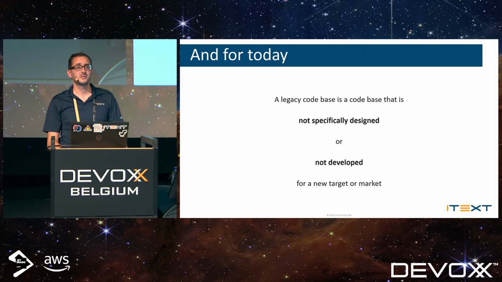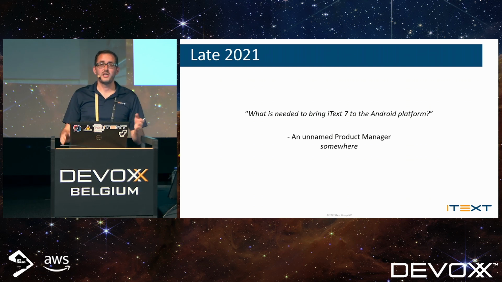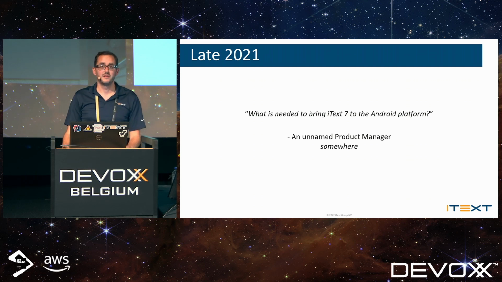So imagine it's late 2021. You just had your first COVID booster or your second one, I don't remember. You're still feeling a bit woozy. And then an unnamed product manager from somewhere comes to your desk. And he asks you, what is needed to bring iText 7 to Android?